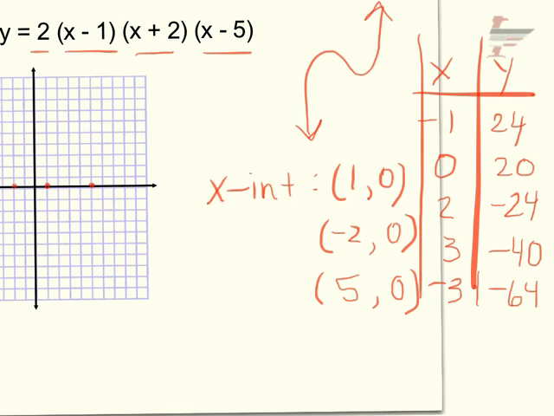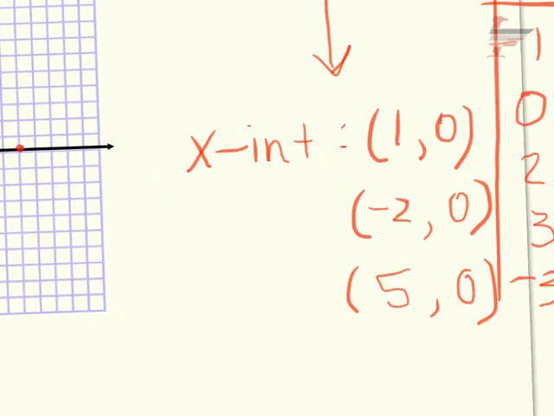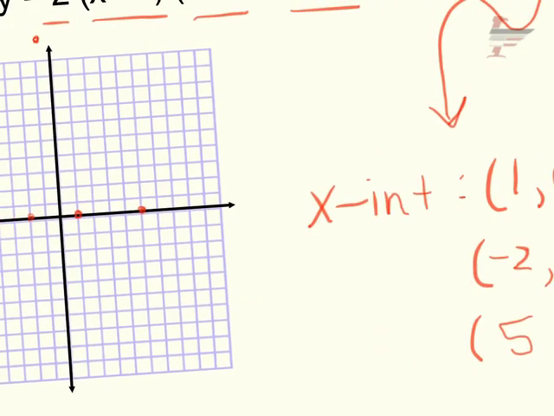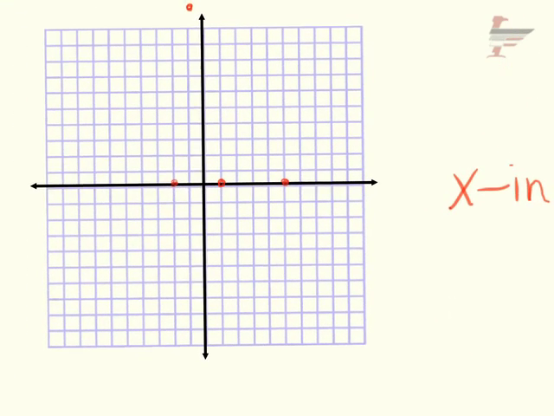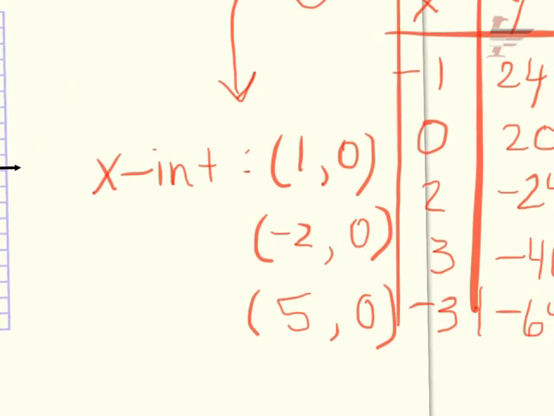So then I'm going to graph these. Negative 1 and 24. I'm going to go off my graph, but negative 1 and 24 would be way up here, so I'm just going to make a mental note that it's way further. What else do I have? 0, 20. So 0, 20 is going to be just a little bit lower, but still way up there.